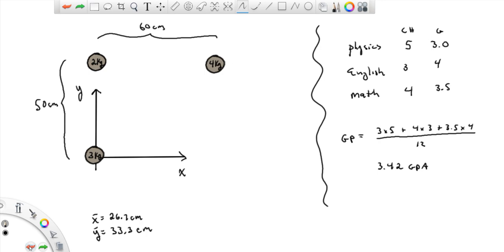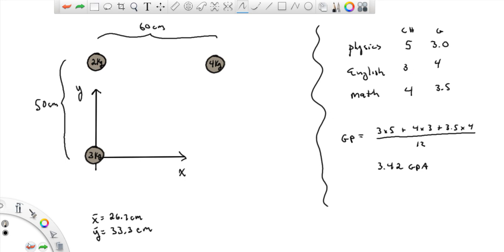Now, when somebody asks you, what is your average grade? Well, what you can't do is just take these numbers, add them up, and divide by 3. And the reason is because physics, for example, is more credit hours than English. So what that means basically, as far as your grade is concerned, it's worth more, if you will. It has a higher weight.